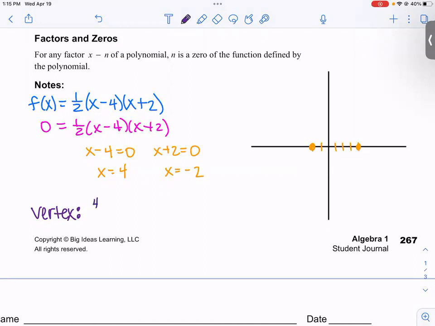You need to take these two numbers and find the average. But I do agree that it's at 1. Okay, so our vertex is at 1, comma. How do I find what the y is? Plug in. We have to plug in x. I have 1/2 times 1 minus 4 times 1 plus 2.